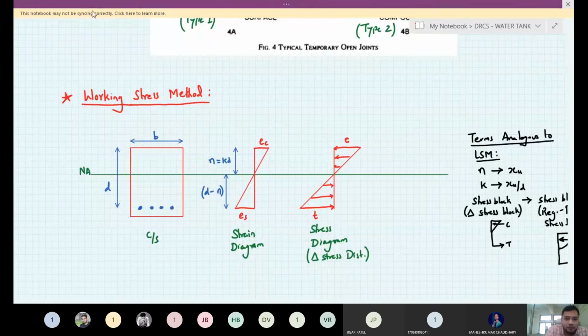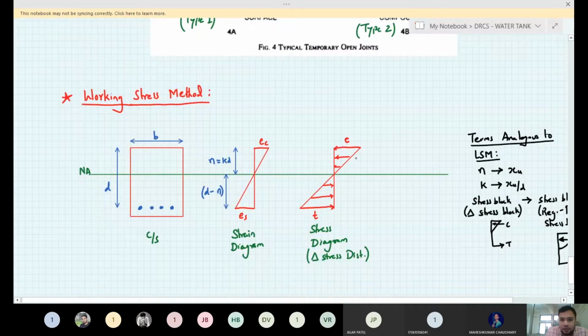So the parameters: let C be the compressive force and T be the tensile force. This has to be shown by a dotted line actually, because we remove this part.